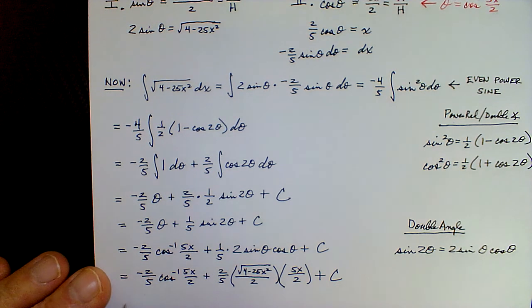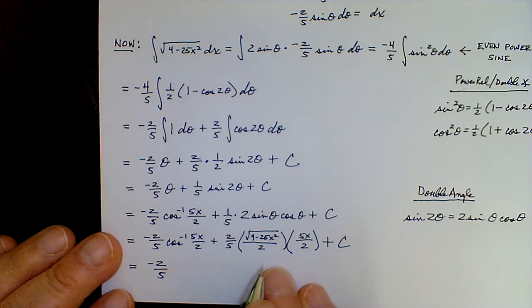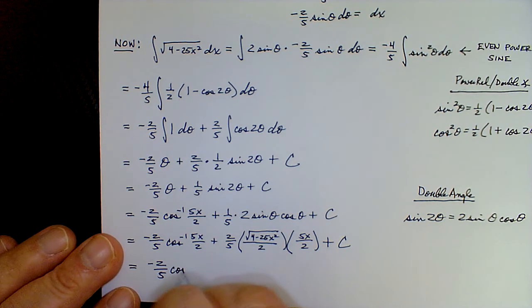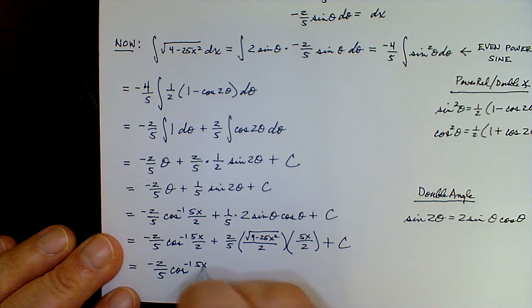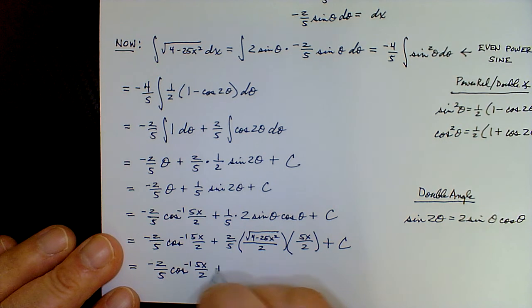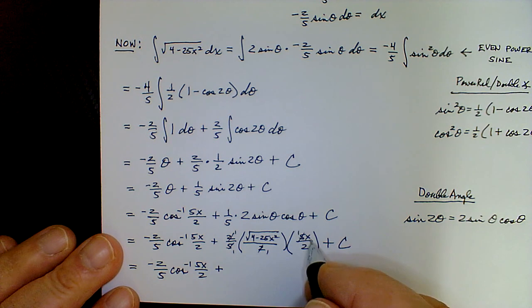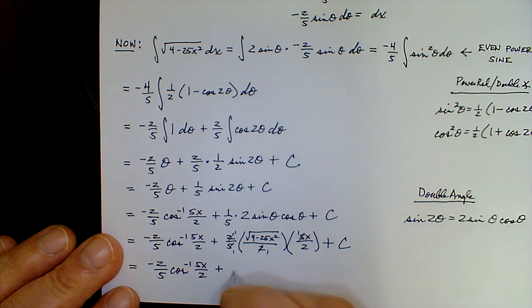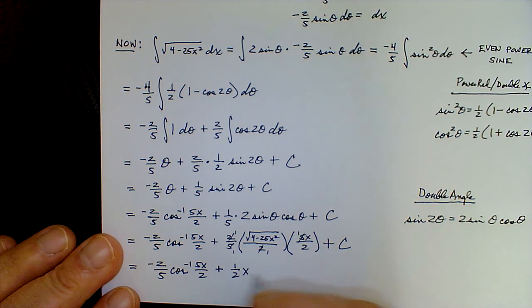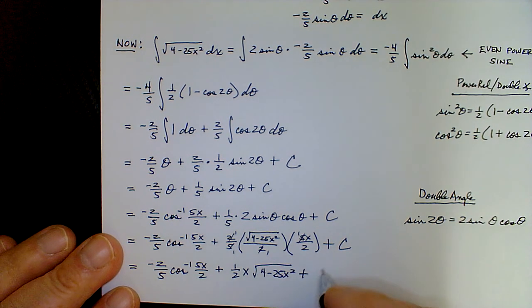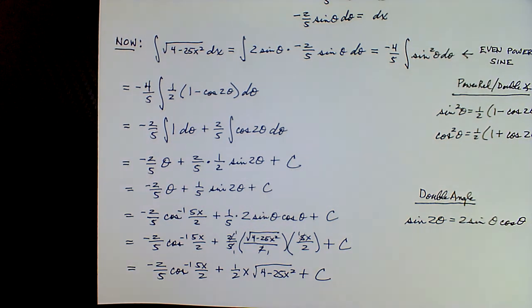And then we'll just make this second half look a little prettier. So our final answer, minus 2/5 inverse cosine 5x over 2. Here plus, we can cancel the 2's. Can actually cancel 5's as well. Let's bring the x out in front with the 2, so plus 1/2 x and the radical part. Okay, so a classic example.